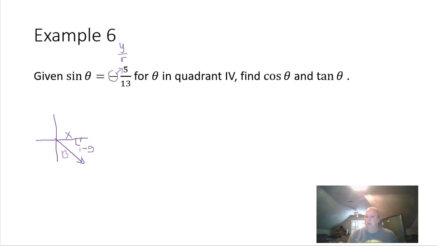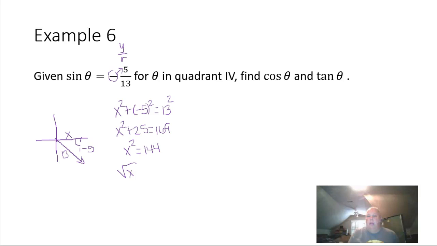Now, we're in quadrant 4, so x is going to be positive. That means the cosine is going to be positive. And the tangent is going to end up being negative because we have a positive x and a negative y over here. So we'll start this off using the Pythagorean theorem. We have x squared plus negative 5 squared equals 13 squared. X squared plus 25 is equal to 169. And if we subtract 25 from both sides, we'll get x squared equal to 144.